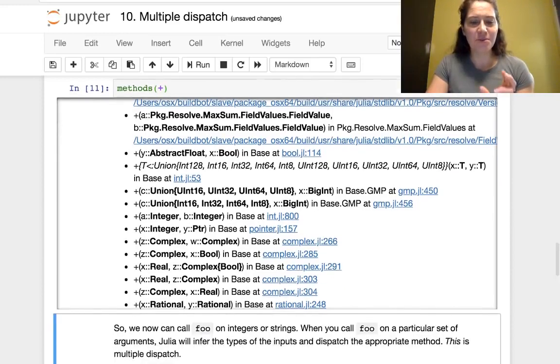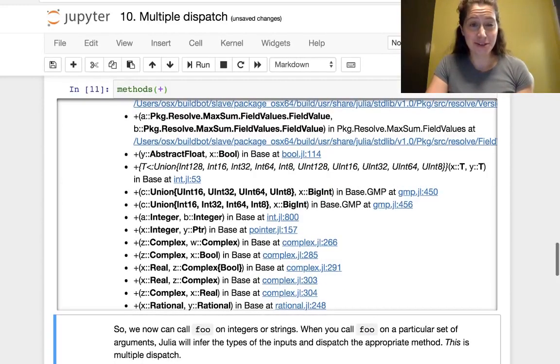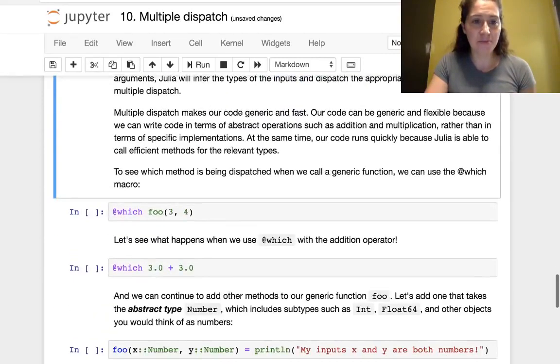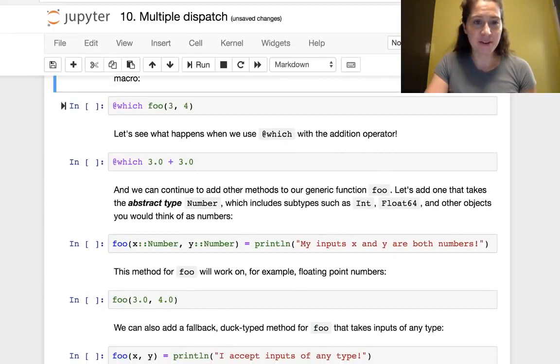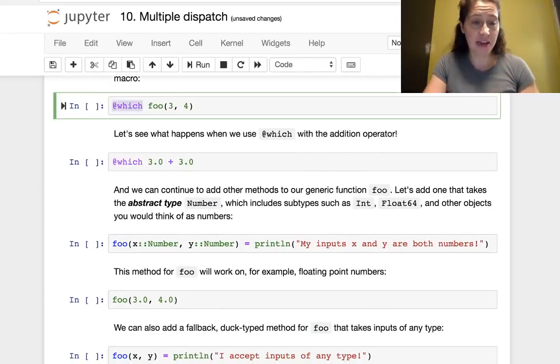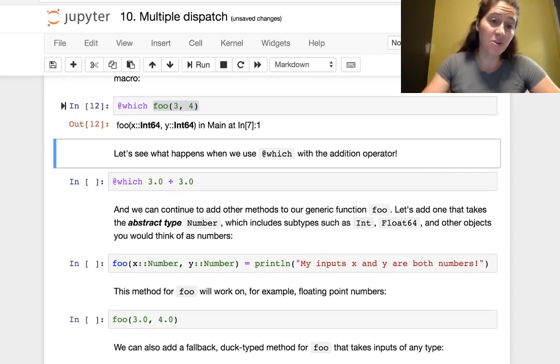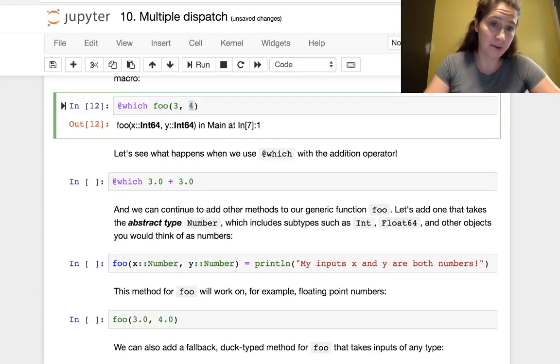Another really useful function when we're starting to think about multiple dispatch is, how do we actually tell what version of a given function is being dispatched? For that we can use this @which macro, which we saw before in Notebook 9. It's going to tell us which version of this foo function, which method associated with the function foo, is actually being sent out when I call foo on these particular input arguments.